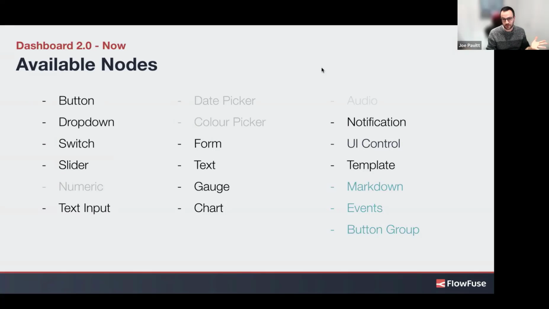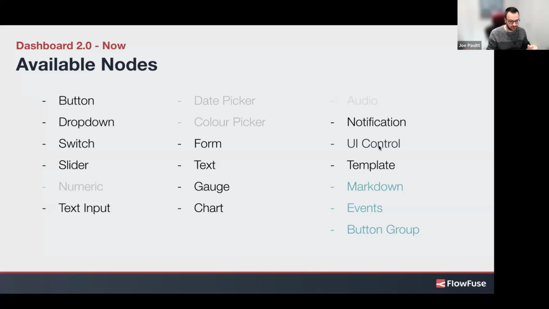This is now the state that we're currently in. There are some that we still have not yet migrated over. Date picker, color picker, numeric are all actually available inside the text input node anyway. So it's only audio that we have actually got left really that we plan to migrate over.